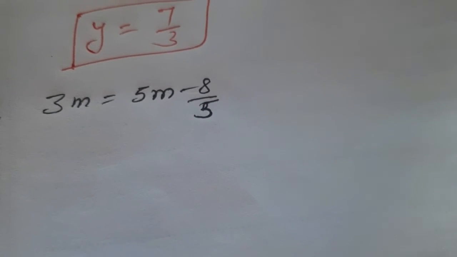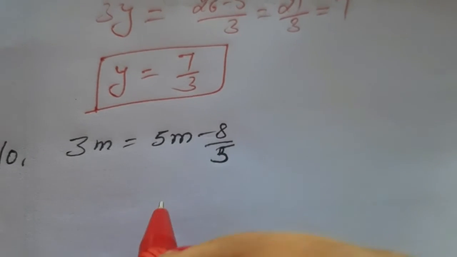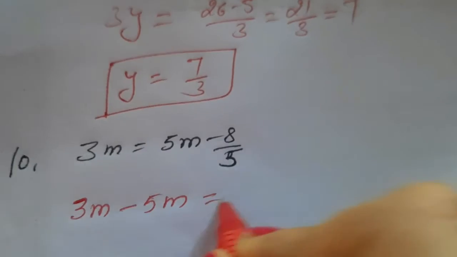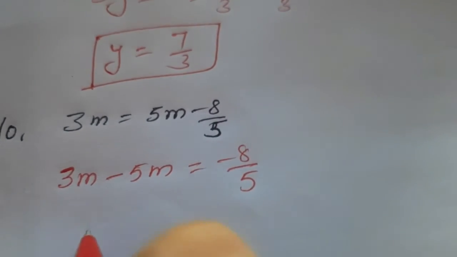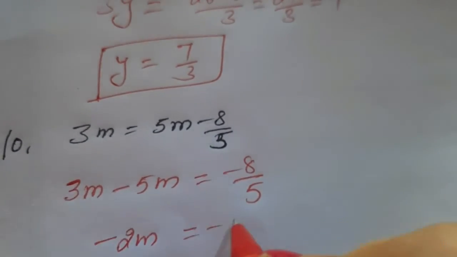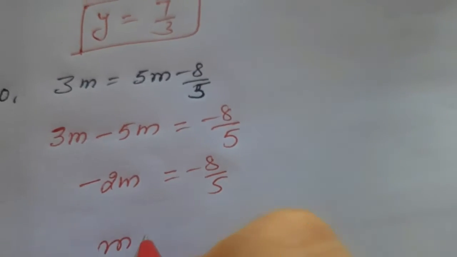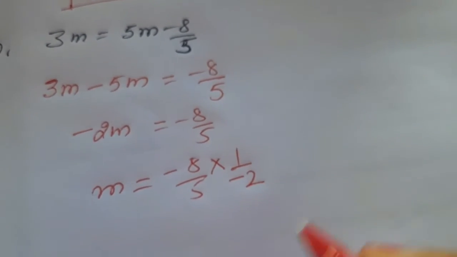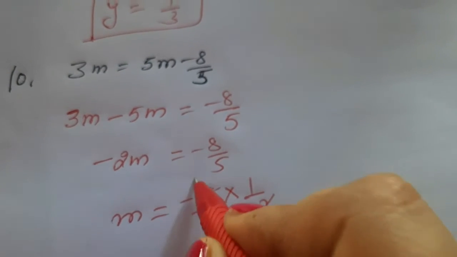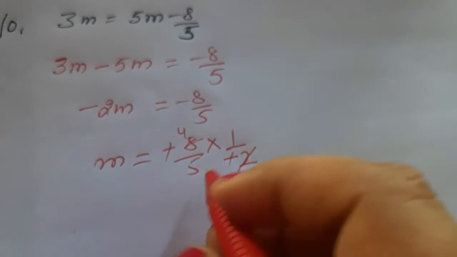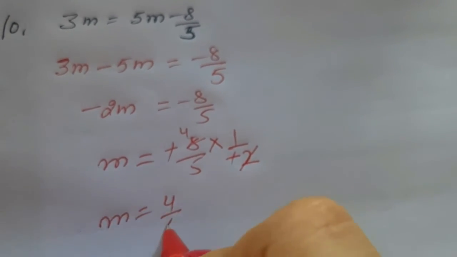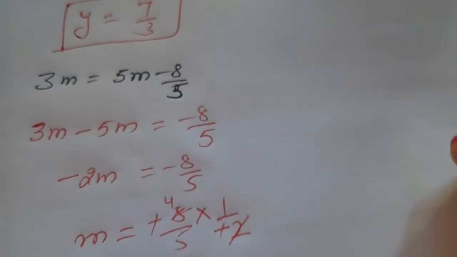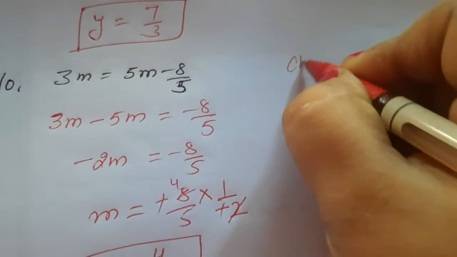Last question is 3m is equal to 5m minus 8 by 5. So it will become 3m minus 5m is equal to minus 8 by 5. You will do subtraction and then cross multiply. m will be minus 8 by 5 into 1 by minus 2. Now do the cancellation. 2 4s are 8. Negative will cancel out with negative. So m will come out to be 4 by 5. So I will do the checking part of this question also. Okay, let us check it out.